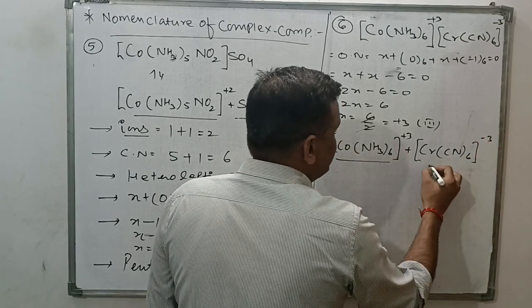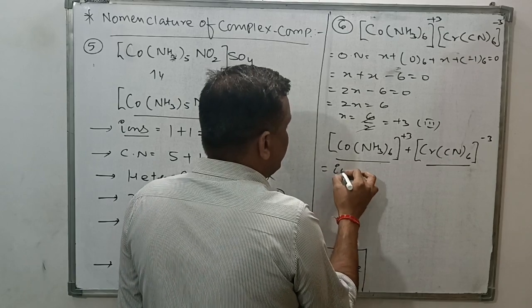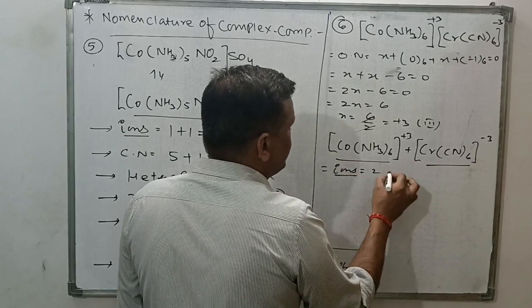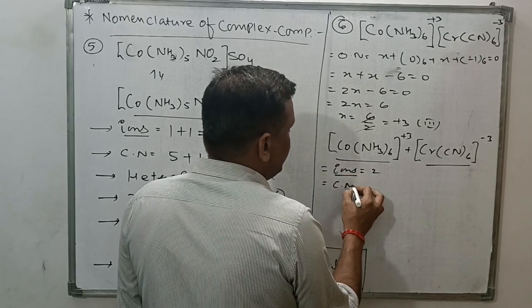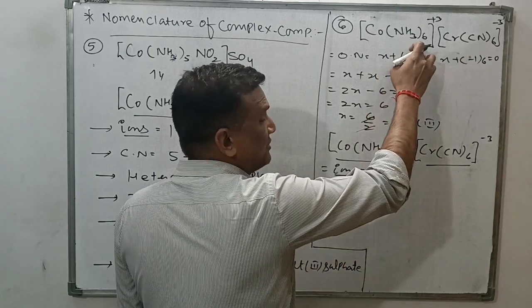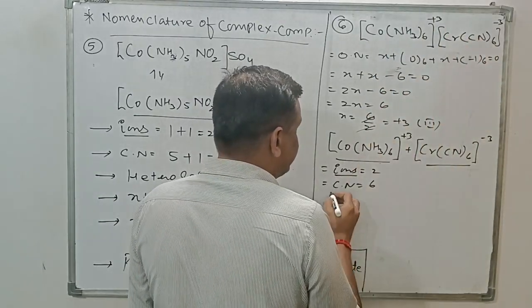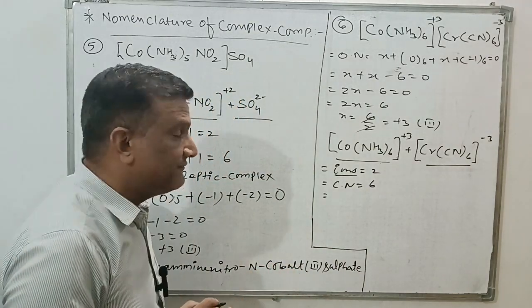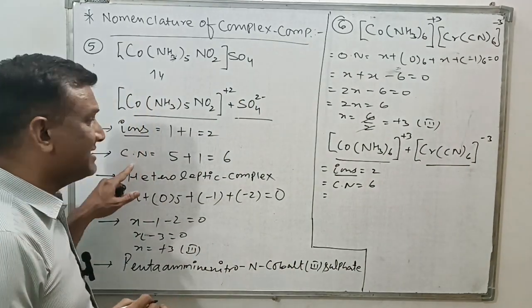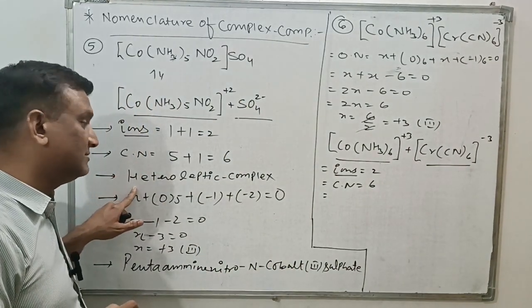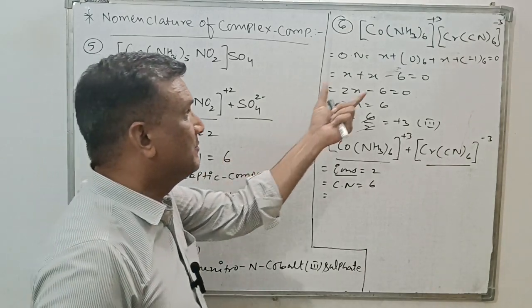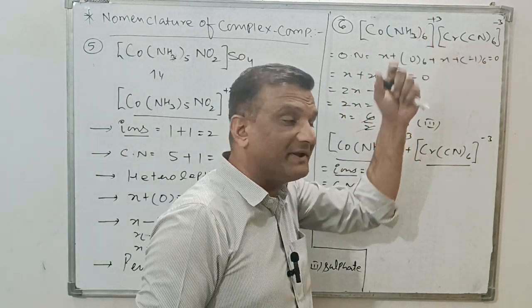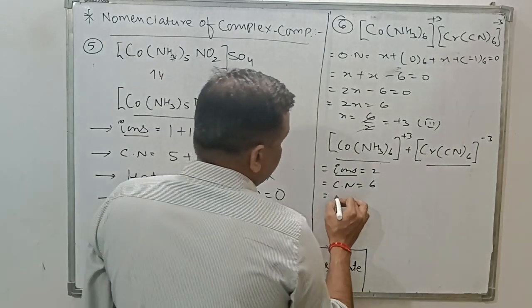Here there are just two complex ions, so the number of ions will be 2. The coordination number is 6, because here there are 6 monodentate ligands, and 6 monodentate ligands. After ions and coordination number, we'll go with homoleptic and heteroleptic. Both complex ions are homoleptic, so there is no need to say anything.